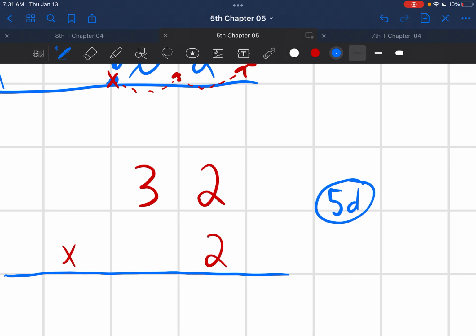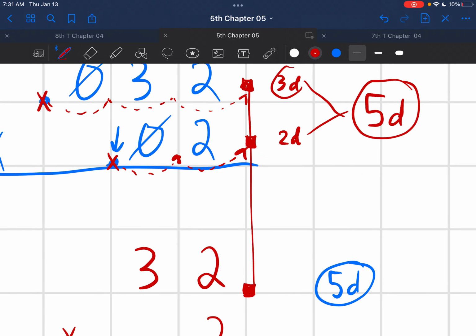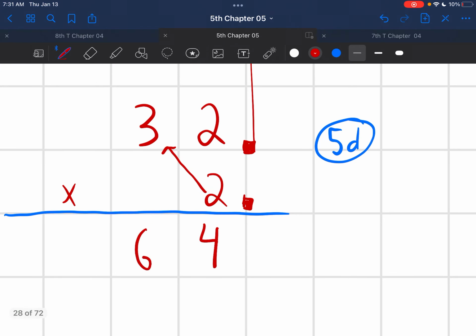So now let's just multiply like normal, and let's see what happens. 2 times 2 is 4. Right, this is where our decimals were, correct? Our decimals were right there. I just rewrote the problem. And then 2 times 3 is 6. Let's bring down this decimal.